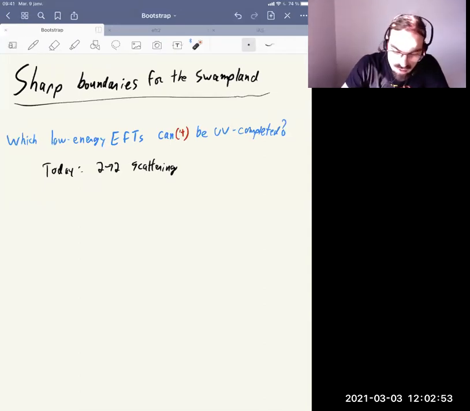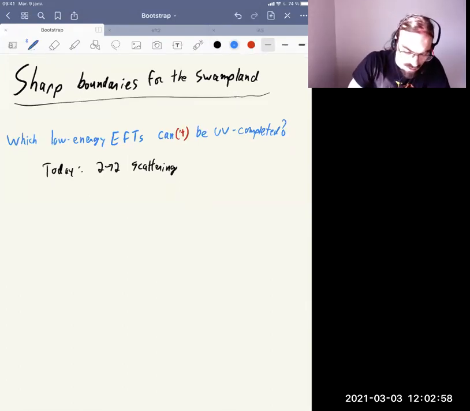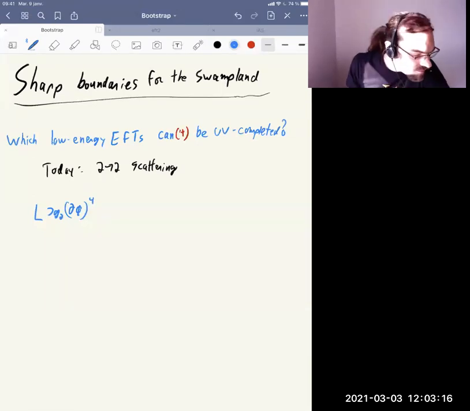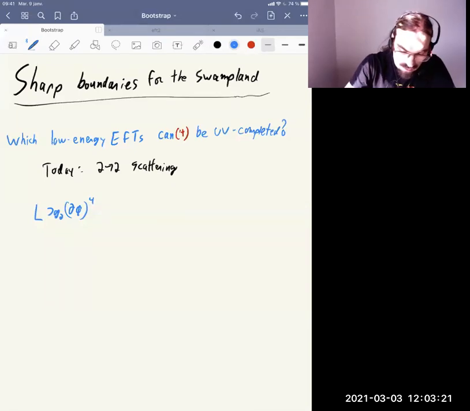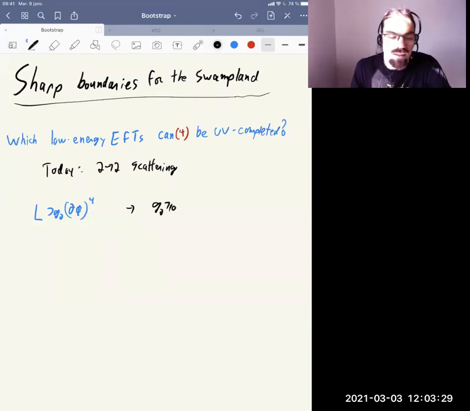So this business is not new. For example, it's been known for some time, since a famous paper in 2006, that if you have a real scalar field and your Lagrangian contains a four-derivative term like this, with some coefficient I'm going to call G2, then this coefficient has to be positive. So that G2 is positive, if you don't have gravity, I will come to that in a second.